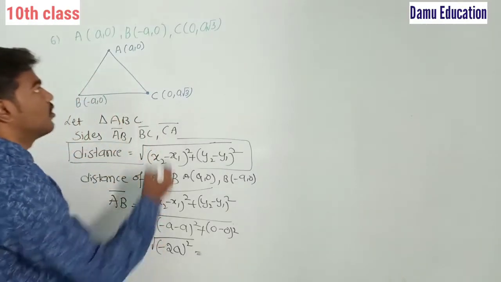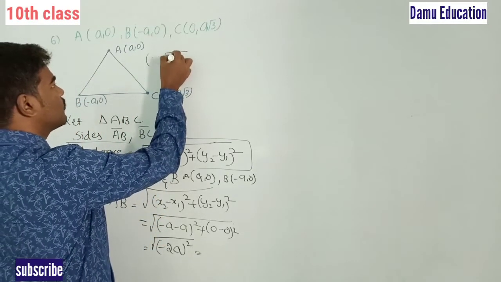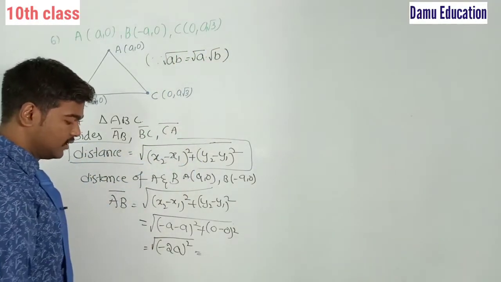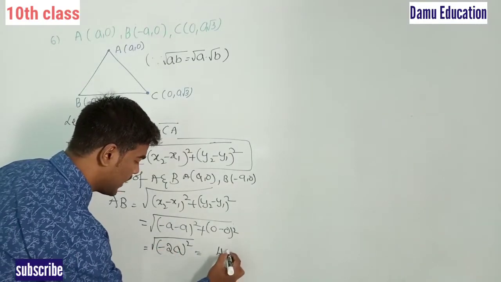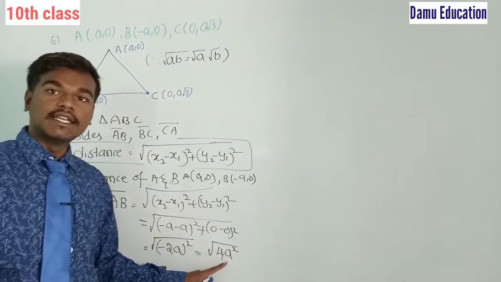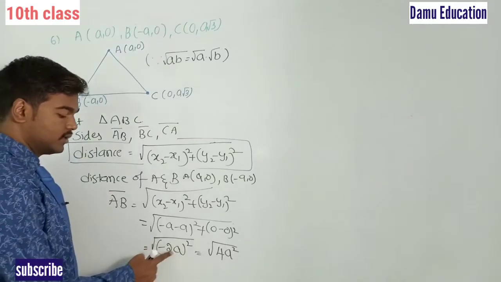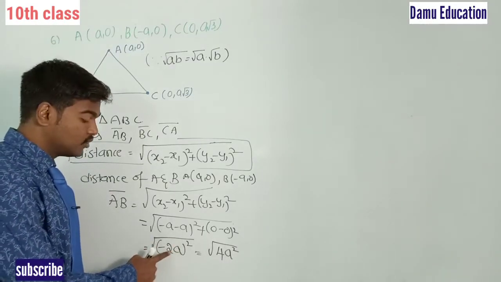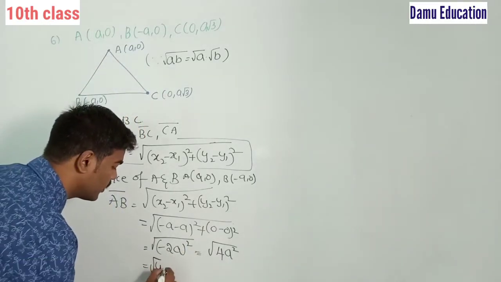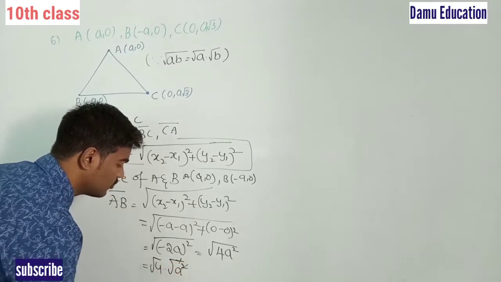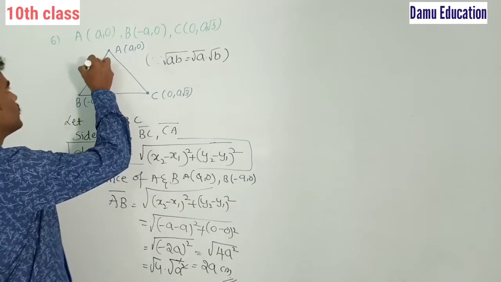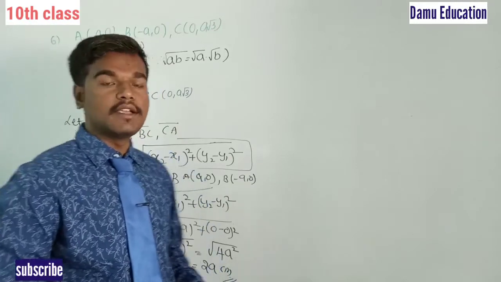Then divide using one formula. Since the square root of AB equals the square root of A into the square root of B, here also the same. Here it is 4a square under the root. Why? Because 2 square, minus square is plus, and 2 square is 4, and a square as it is. So let's divide this as the square root of 4 into the square root of a square. The square root will cancel and it is 2a centimeters. So the length of AB will be equal to 2a.